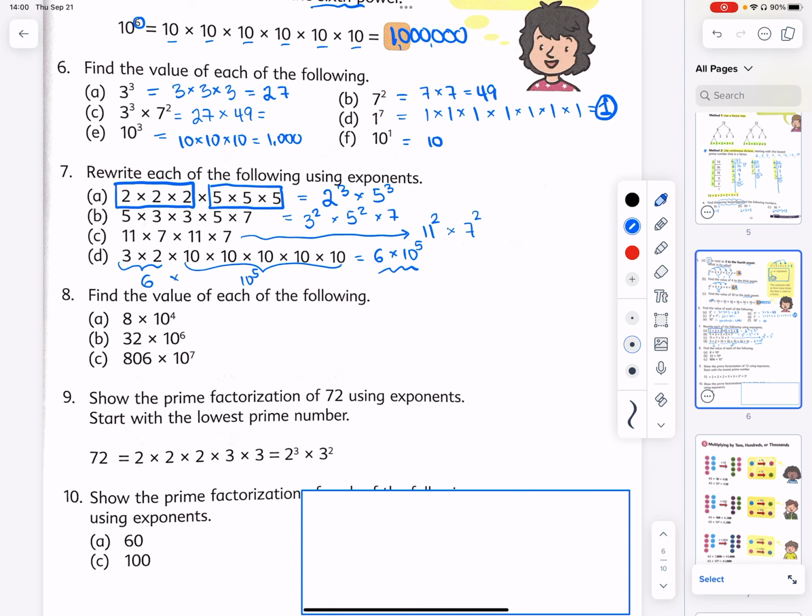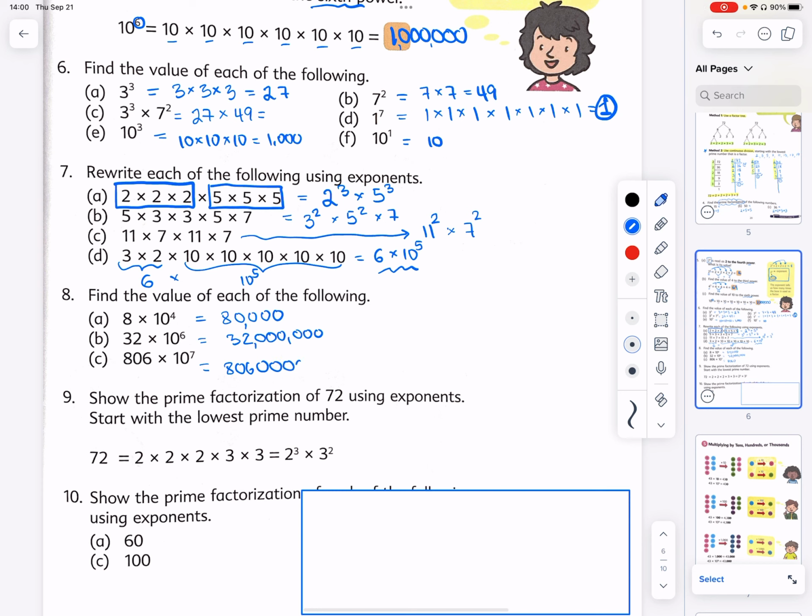Number 8, find the value. Find the value means calculate. So 8 times 10 to the 4th power is 8 followed by 1, 2, 3, 4 zeros, which is 80,000. 32 times 10 to the 6 is 32 and 1, 2, 3, 1, 2, 3, 6 zeros, which is 32 million. And 806 times 10 to the power of 7 is 806, followed by 7 zeros. Let's put them down.